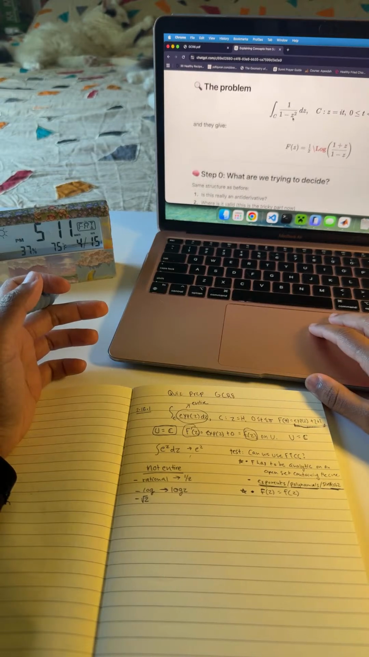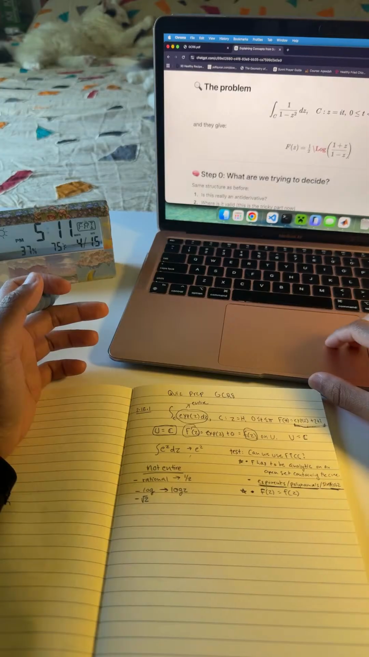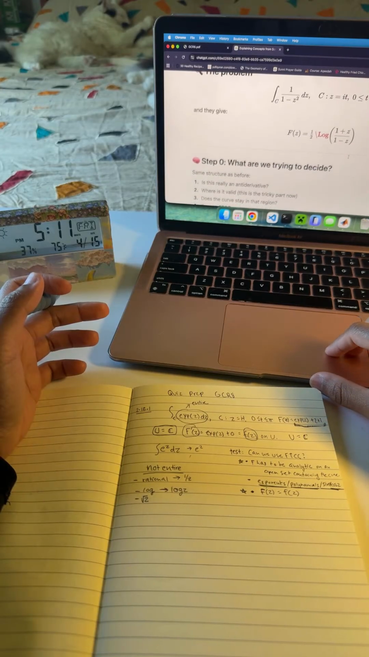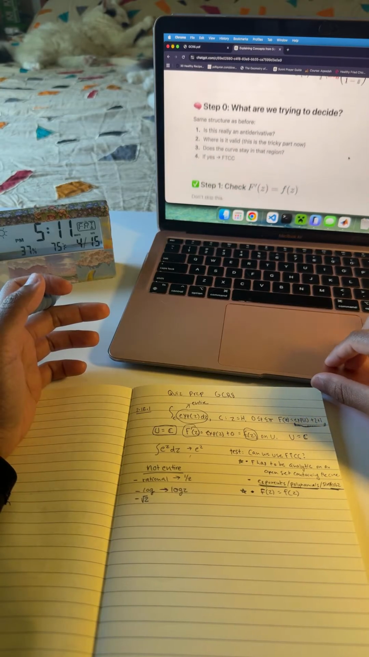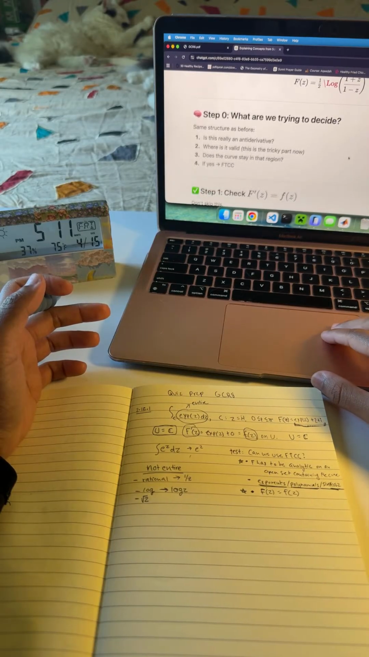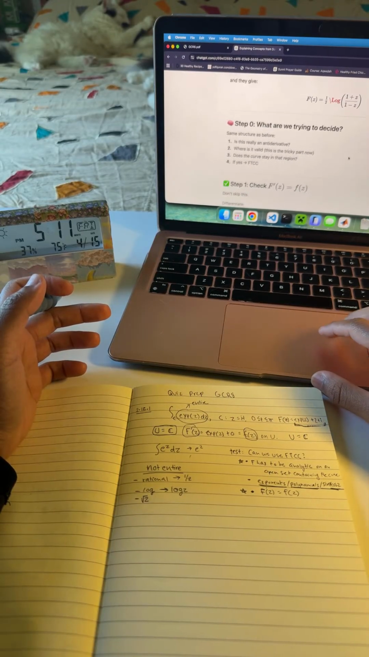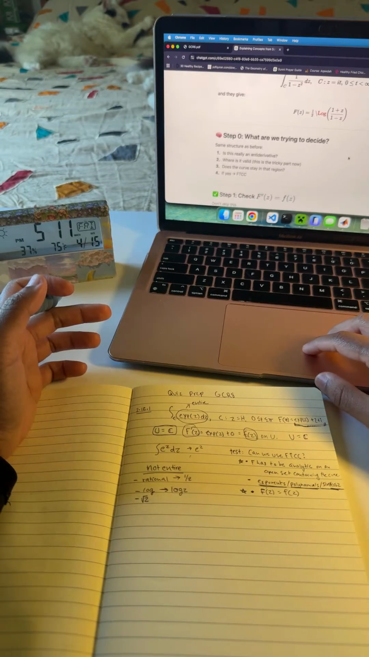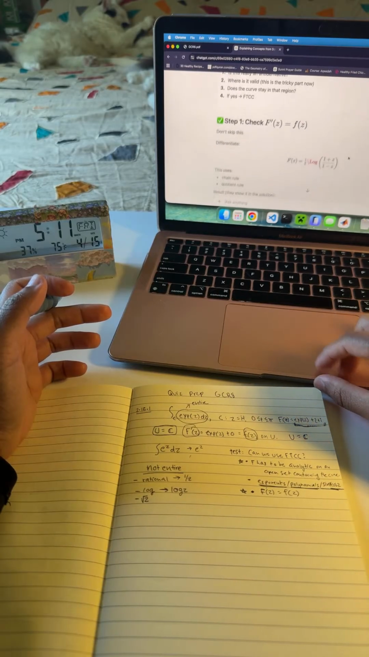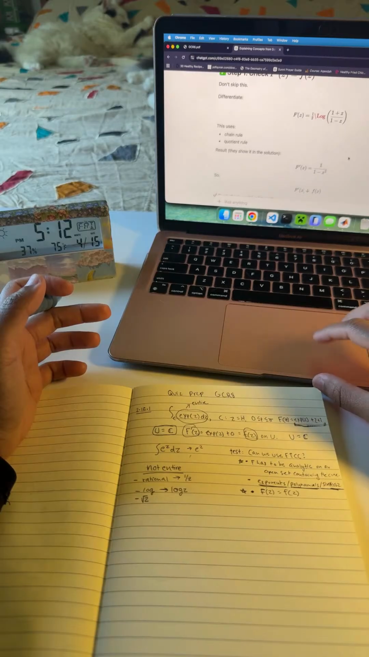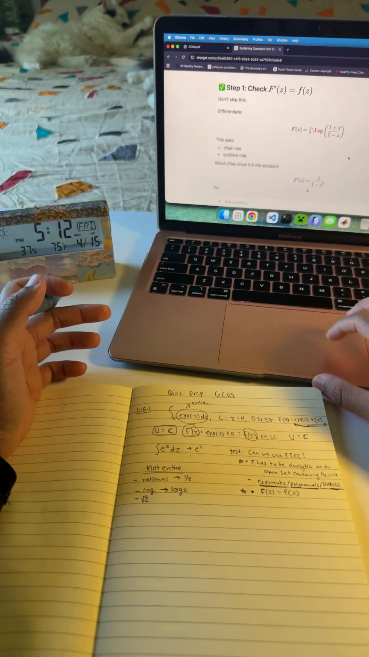Anyways, so this is what we have. This is a Mobius transformation here. So what are we trying to decide? Is it really an antiderivative? Where is it valid? This is the tricky part now. Does the curve stay in the region? If yes, then use the fundamental theorem of calculus. So I don't think we can use it, but let's see.